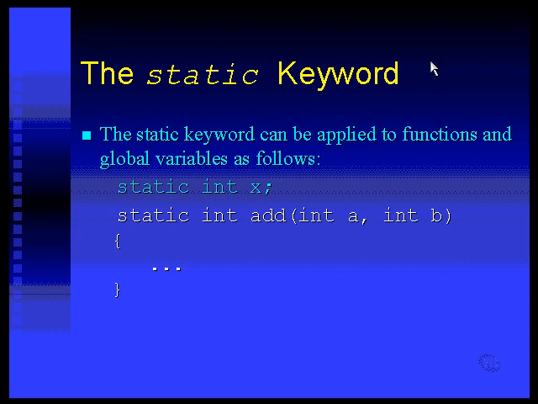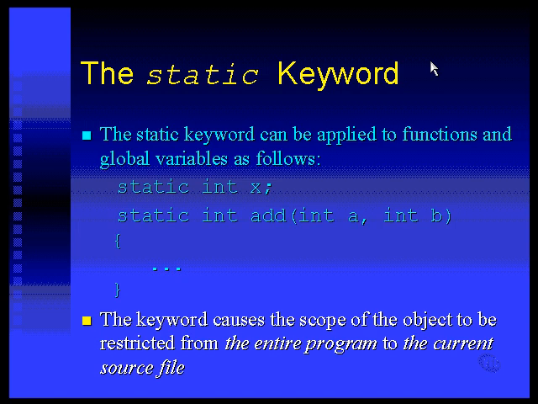Now, it is actually possible to apply the static keyword to a local variable, but it means something different if you do, and I'm going to show that to you in a moment. But I'd just like to focus on this first use of the word static here as it applies to global functions and global variables. If you put the word static in there, it has the following effect on the scope of those entities. It restricts the scope from the entire program to the current source file.